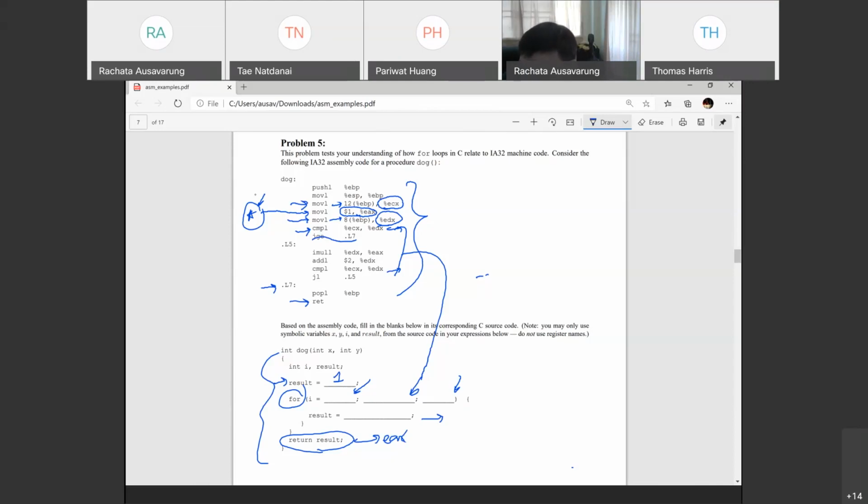Okay, then what is ECX and EDX? The hint is it has to do with X and Y. Basically, these are the other two that you need to check. So which one is X and which one is Y? Someone help me. Someone help your friends. Which one is X and which one is Y? And also why is that the case?